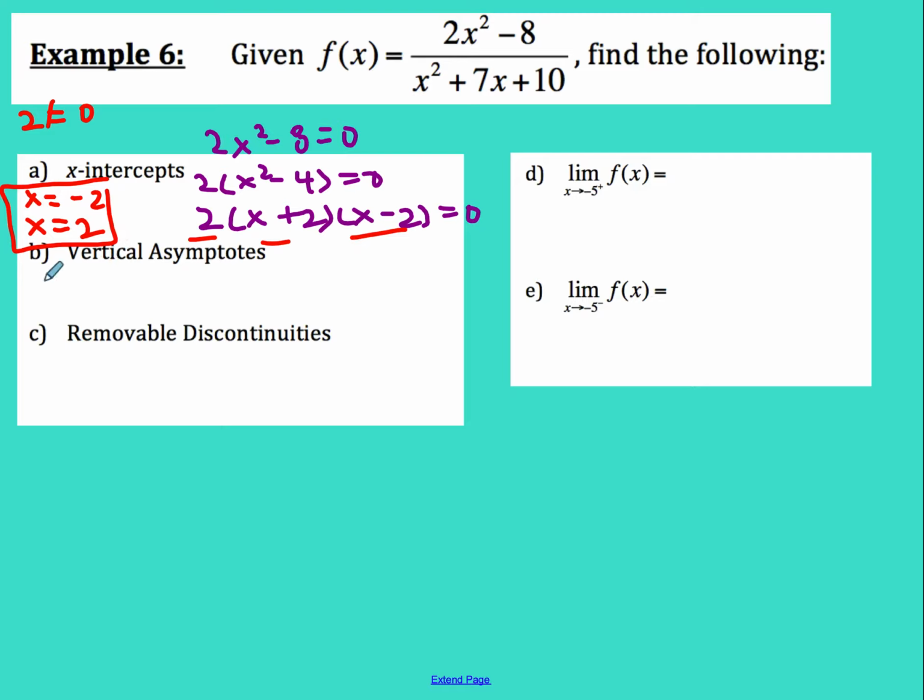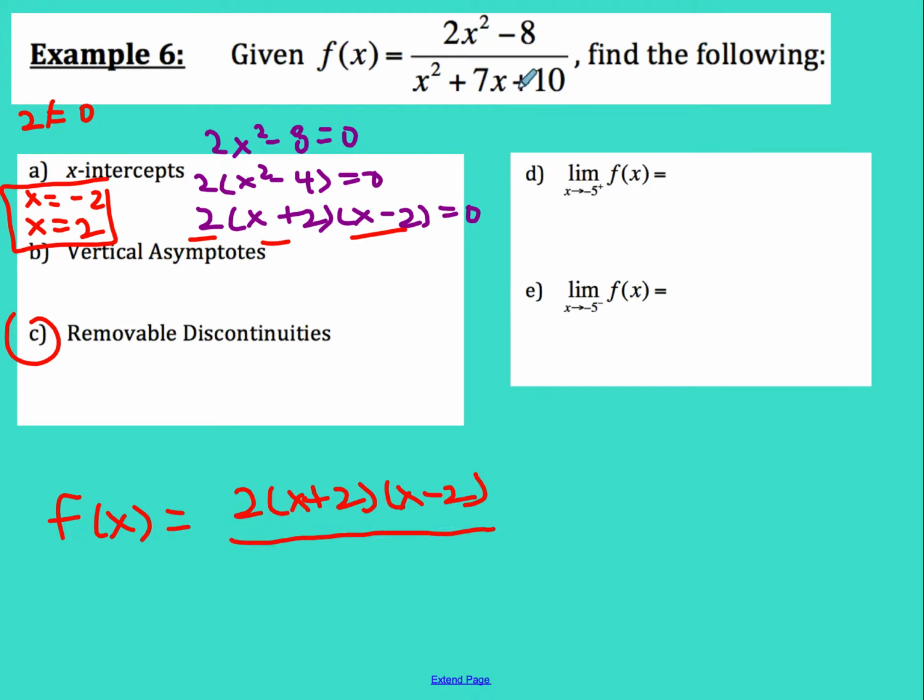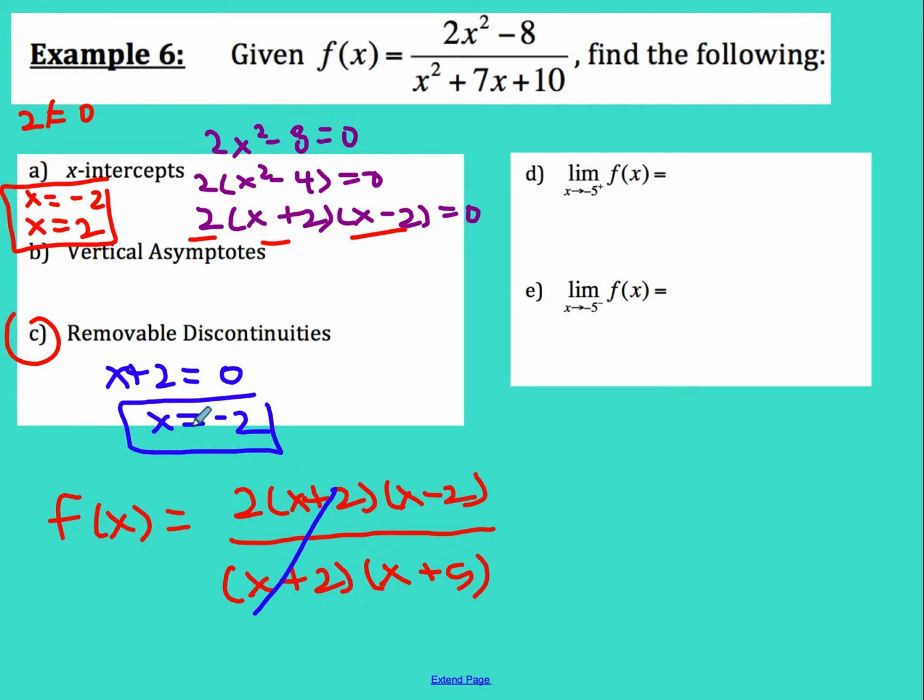Vertical asymptotes, remember I always check for holes first. So let's go ahead and do that. To check for holes, I would have to factor it. So I have 2, x plus 2, x minus 2 from my work from finding my x-intercepts. And then the denominator has to multiply to 10 but add to 7. So what do we got? x plus 2 and x plus 5. My x plus 2 would cancel. So I do have a hole. It's wherever they cancel. So I would have x plus 2 equals 0, so x equals negative 2. So there's where my hole is.